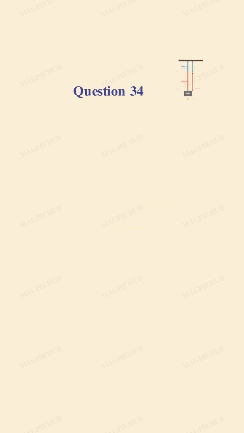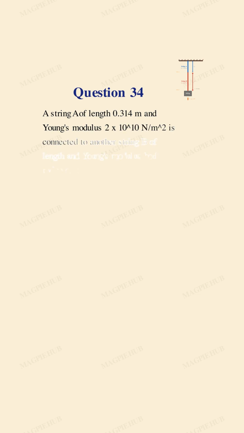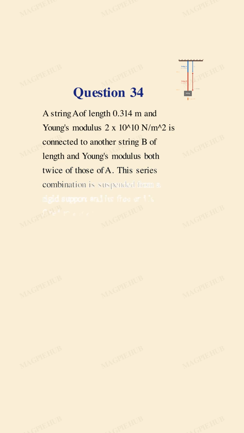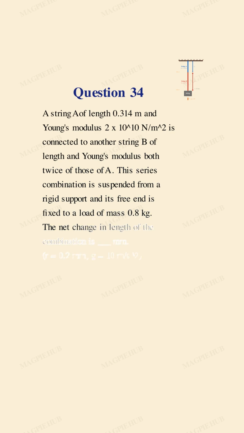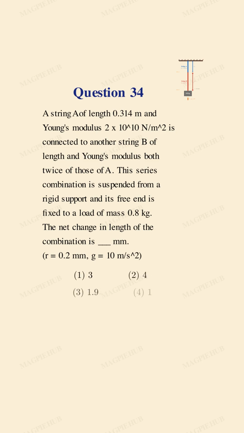The question states, a string A of length 0.314 meters and Young's modulus 2 times 10 to the power 10 newtons per meter squared is connected to another string B of length and Young's modulus both twice of those of A. This series combination of strings is suspended from a rigid support and its free end is fixed to a load of mass 0.8 kilograms. The net change in length of the combination is blank millimeters. The radius of both strings is 0.2 millimeters and g is 10 meters per second squared. The options are 3, 4, 1.9 and 1.